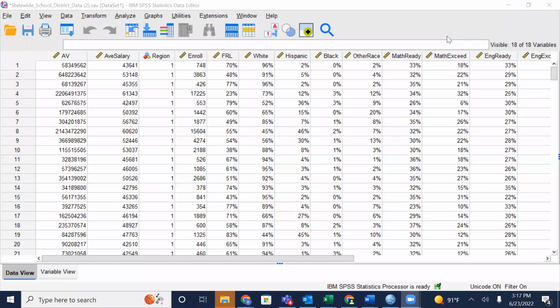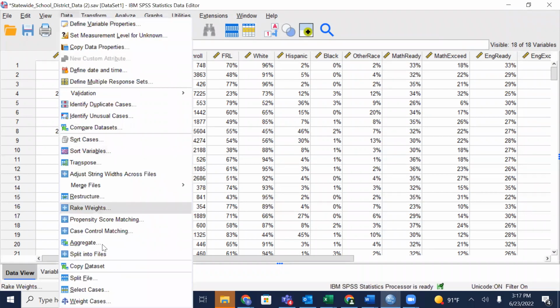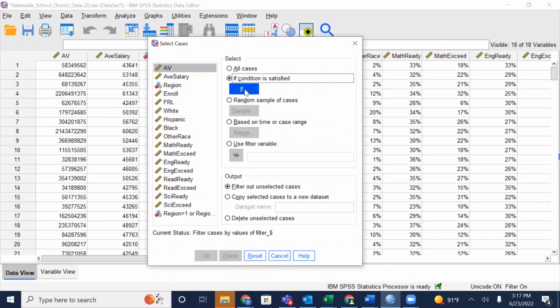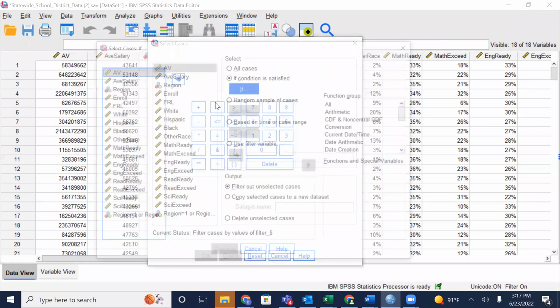Hello, today I'm going to walk you through how to use SPSS to determine if there is a significant difference in the district enrollment between Region 1, Region 2, and Region 5 of the state using this data that we have here. The first thing I want to do is make sure I only have the cases that I want included here. So I'm going to go to data, select cases, and make sure that I only have the 3 regions that I want to use.